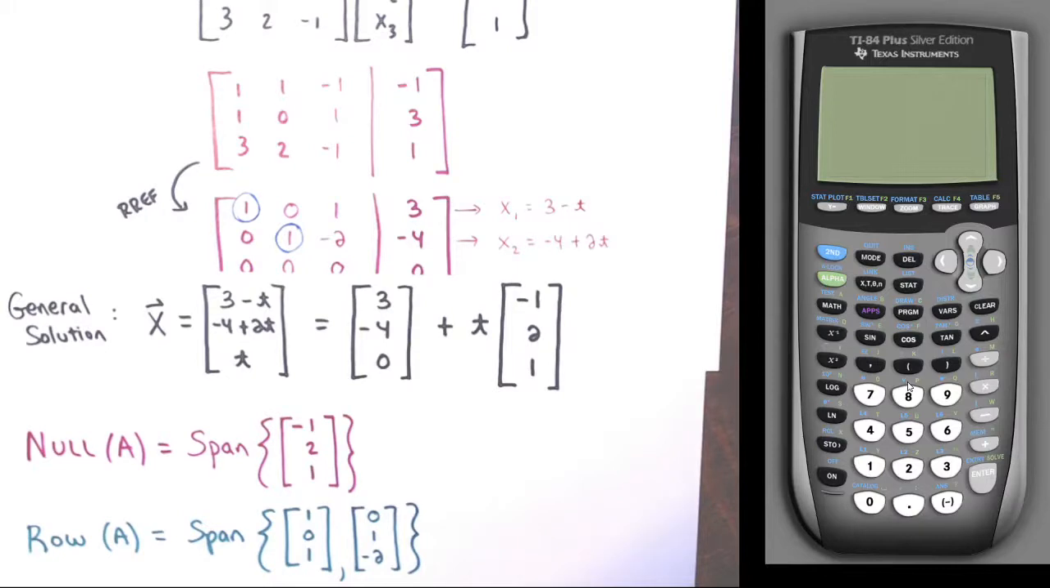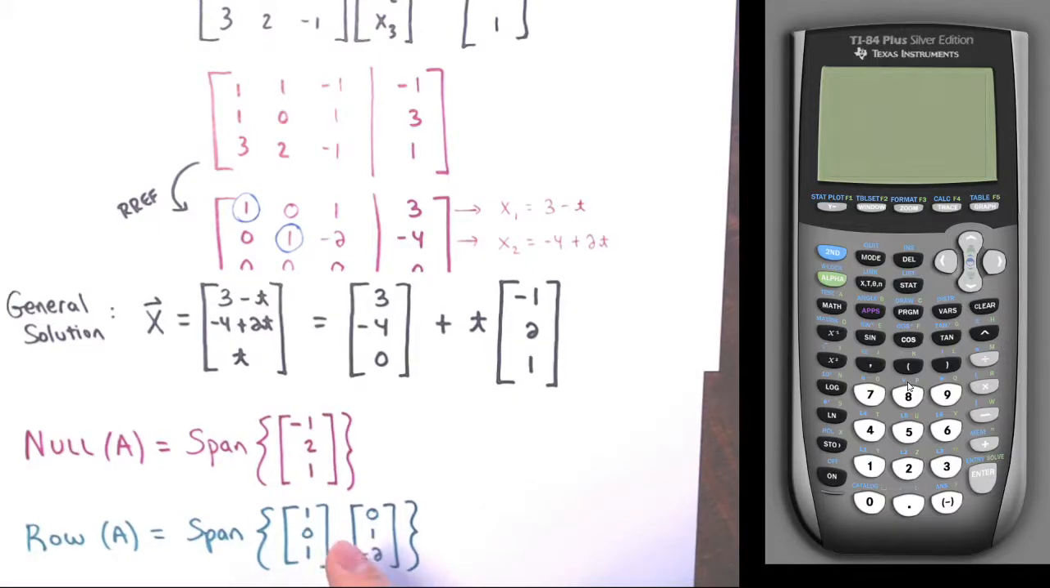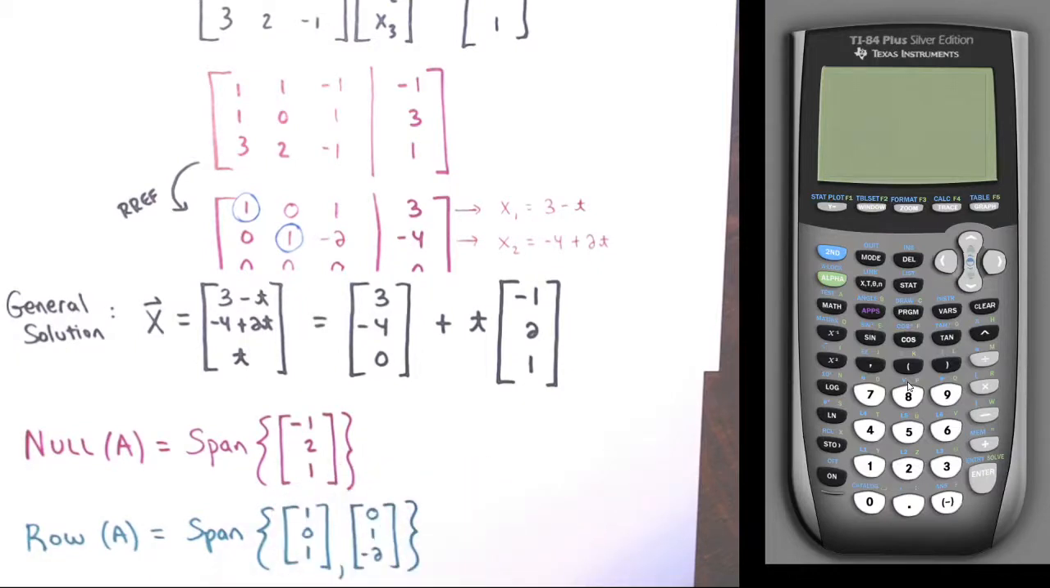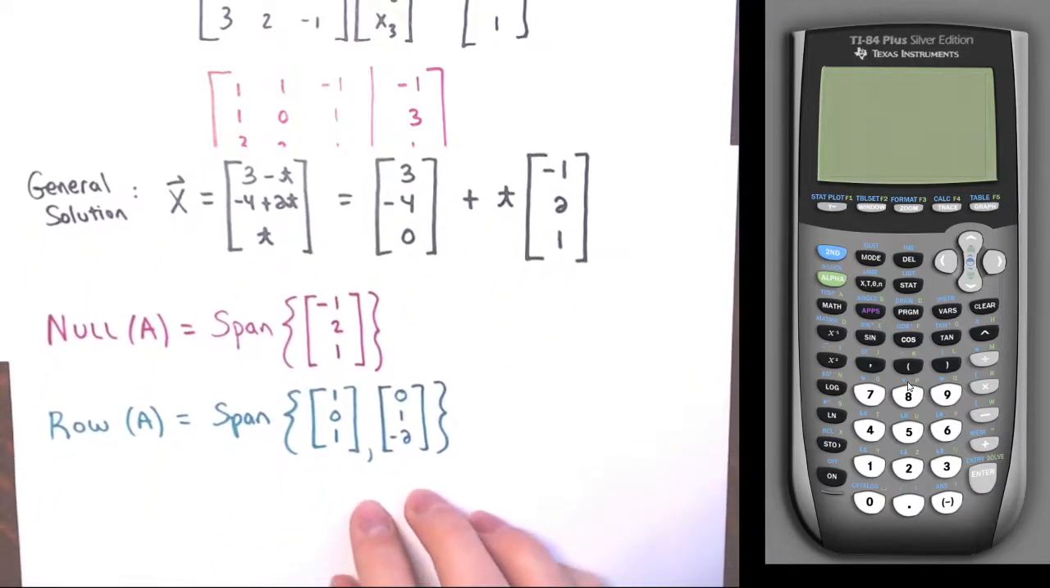And look, these two spaces are orthogonal subspaces. Take the dot product of (-1, 2, 1) and (1, 0, 1). You get 0. Take the dot product of (-1, 2, 1) and (0, 1, -2). You get 0. So each possible pair of basis vectors has a dot product of 0, an inner product of 0. So these are orthogonal subspaces, and these are vectors that, if you put all three together, would form a basis for R3. So these are orthogonal complements in R3.